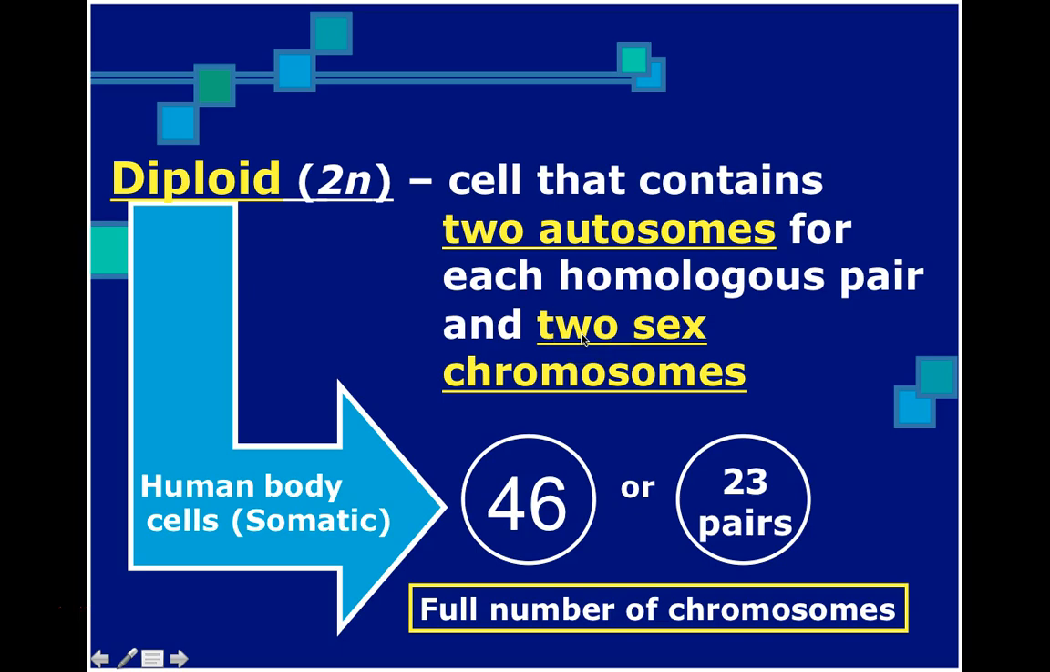These are the cells in your body. These are every other cell in your body except for egg and sperm. So this could be skin cells, brain cells, heart cells, liver cells, stomach cells, any cell in your body. If you are human, they are diploid. There are 46 chromosomes or 23 pairs.